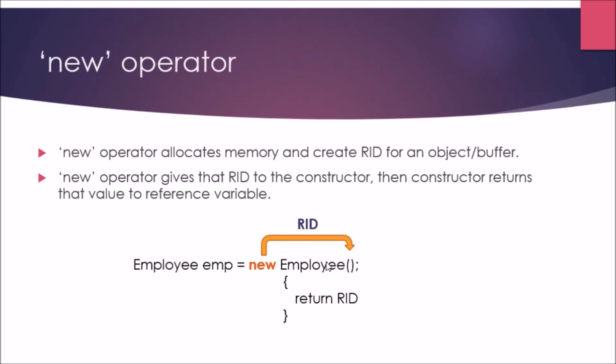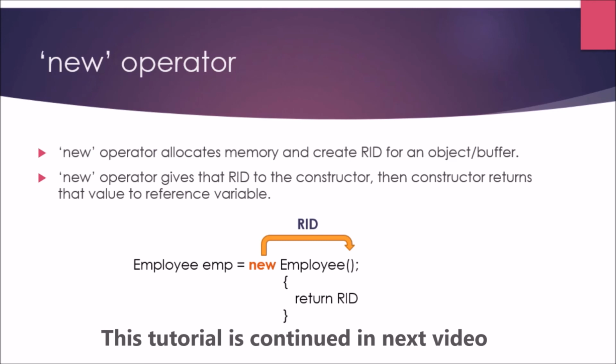As I mentioned, this is the constructor. Don't worry about this right now, but let me tell you, this is just a method of the class. That's why it is returning the RID, so that this RID will be assigned to a reference variable. That's why constructors do not have any return type. Internally it is returning the RID. That's why a programmer cannot specify the return type of constructors. We will see this again in detail in further tutorials.